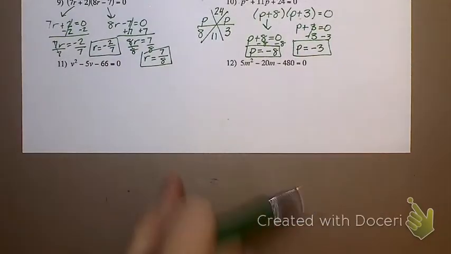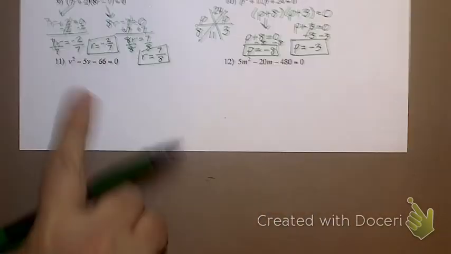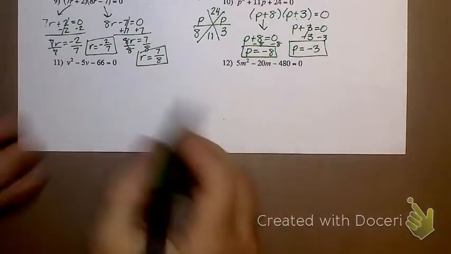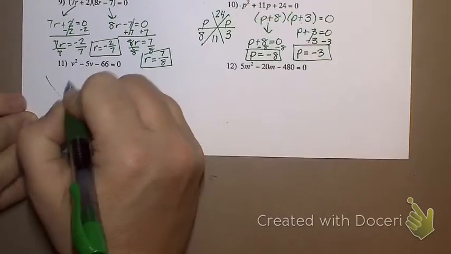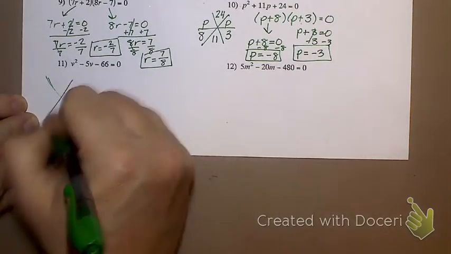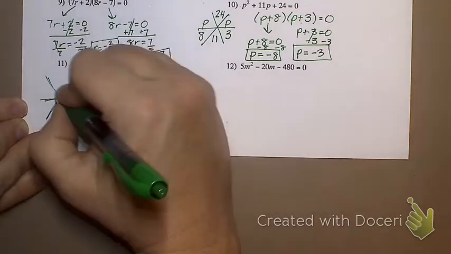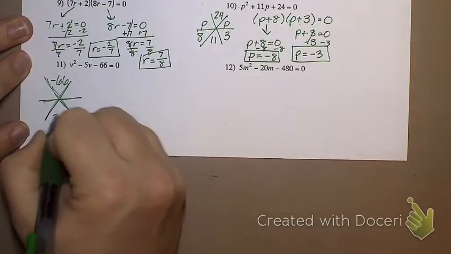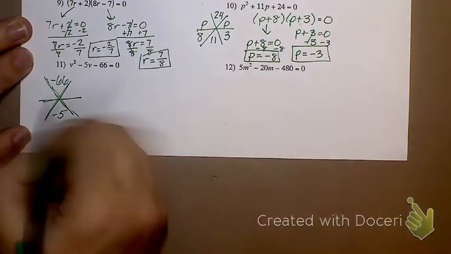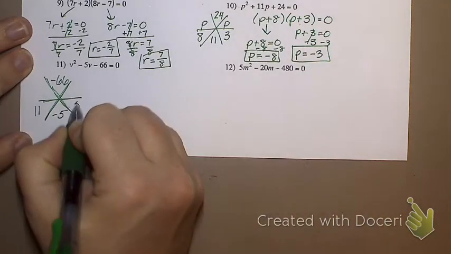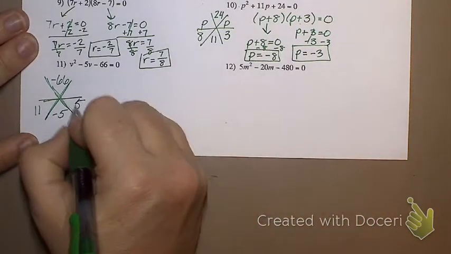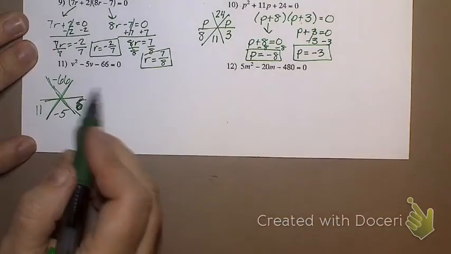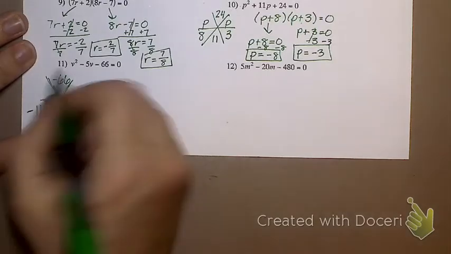Interesting. All right, number 11. Anything in common that I can take out? Nope. Okay, so let's snowflake. My pen is very sad today. It is not doing well. Negative 66 on the top and negative 5. Two numbers? 11 and 5 with which one negative? I'm sorry, 11 and 6. Right? Which one has to be negative? 11 has to be negative.